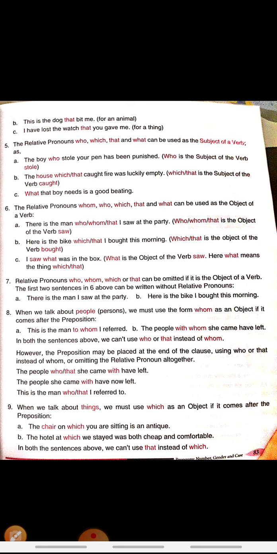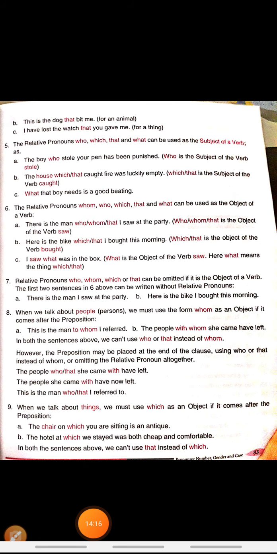Now, there is the man whom I saw at the party. Here, whom is the object of the verb saw. Here is the bike that I bought this morning, or which I bought this morning. Here also it is the object of the verb bought. I saw what was in the box. Here, what is the object of the verb saw. Here, what means the thing which.